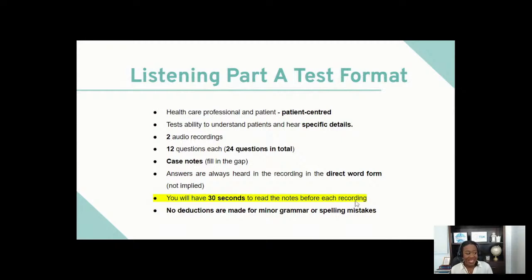You'll have 30 seconds to read the notes before each recording plays. And those are your precious 30 seconds to understand what you're going to hear and to be able to anticipate likely answers. Now, just a side note, spelling is important, but deductions won't be made if the spelling mistakes are very minor, okay? So just do your best with that, but know that if the error is very minor, you could be okay.